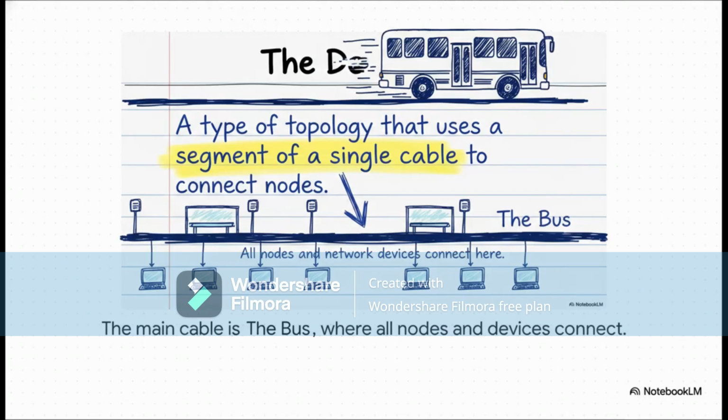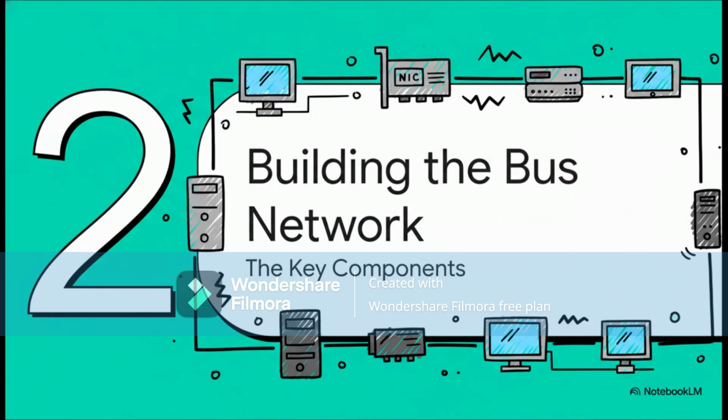And you know what? That main cable actually has a name. It's called the bus. It's the backbone for the whole network. The name is perfect when you think about it. It's just like a bus route, you know? There's one main road, and all the stops along the way, which are our computers, are just connected to that one path. Okay, so we've established it's all about that one cable. But what else do you actually need to build one of these networks?